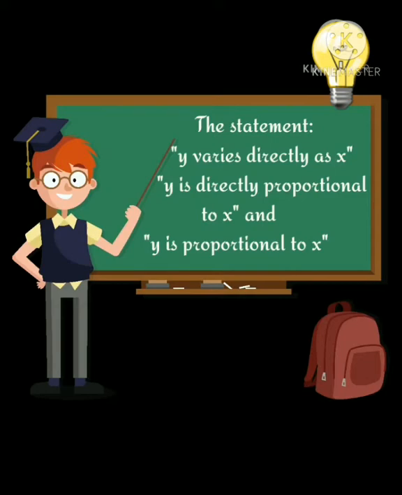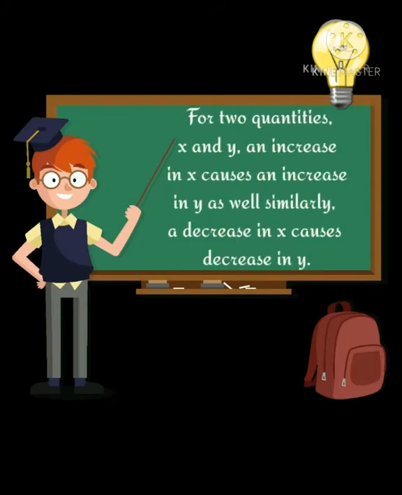involving direct variation. For two quantities, x and y, an increase in x causes an increase in y as well. Similarly, a decrease in x causes a decrease in y. So, in this variation, the two quantities flow together.